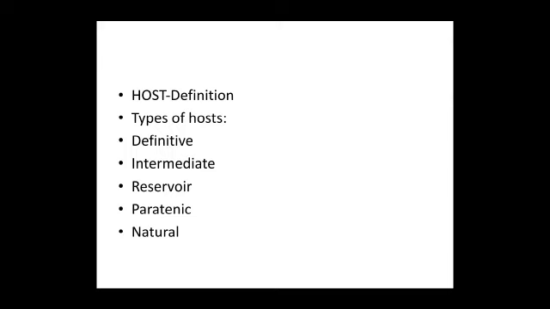The host is defined as an organism which harbors the parasite and provides nourishment and shelter. What are the different types of host? Definitive host. Definitive host is a host in which the adult parasites replicate sexually. Example, Anopheles mosquitoes for malaria.